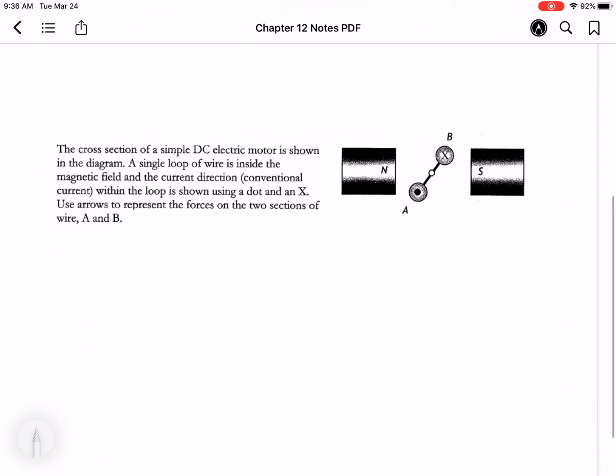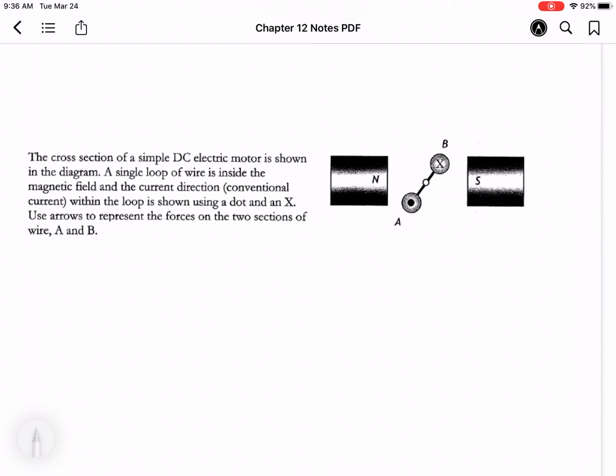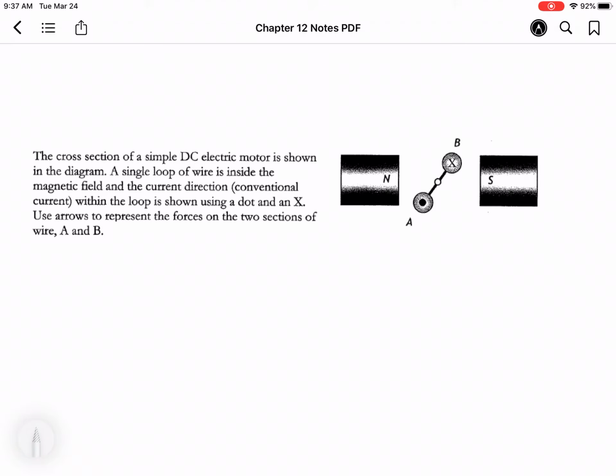So this is a cross section of a DC electrical motor. A single loop of wire is made inside, and it looks like so. By using our hand rules, B is going to get forced that way, and A is going to get forced this way. If you didn't have a split ring, eventually it would just end up being vertical, as the forces would keep repelling and adding until it ends up being vertical.